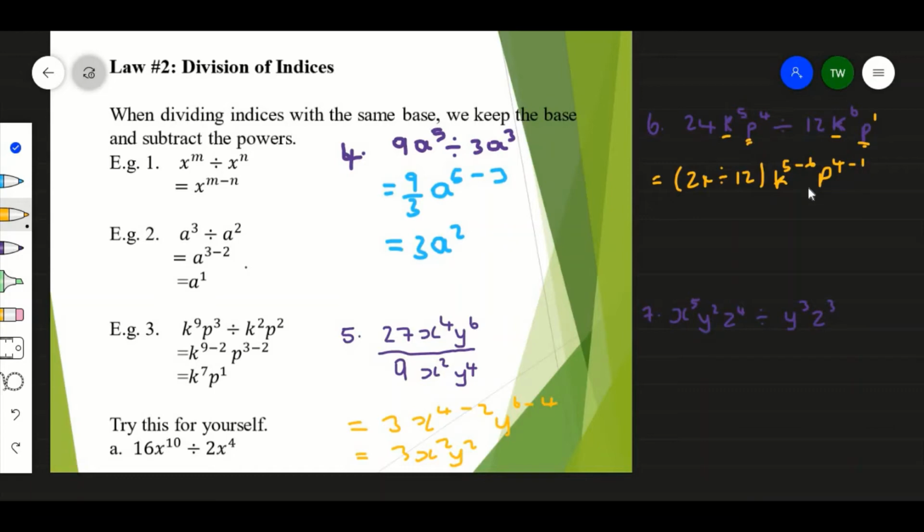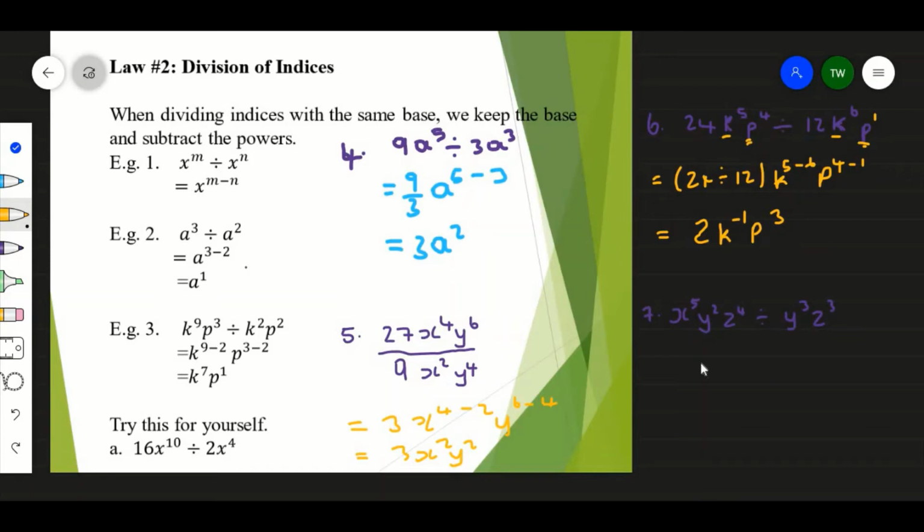And we simplify this to get a final answer of 24 divided by 12, that's going to leave us with 2. Then we put back our k. And 5 minus 6, that leaves us with negative 1. Put back our p. Combine the index of 4 minus 1, that leaves us with 3. So our final answer is 2k to the negative 1, p to the 3rd power.